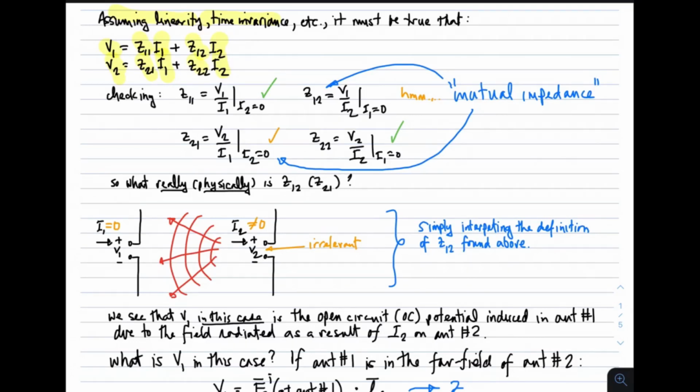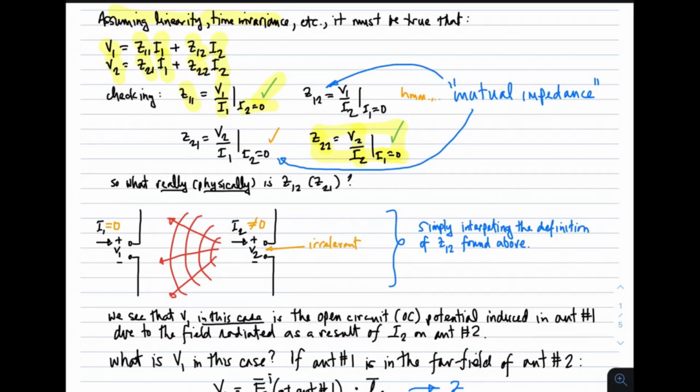So now with just some simple mathematical analysis, we see that, for example, if we set I2 equal to 0, then we get Z sub 11 equals V sub 1 divided by I sub 1. So that makes sense. That's consistent with our definition of self-impedance before. And similarly, when we set I sub 1 equal to 0, we find that Z sub 22 from the equations above gives us V sub 2 over I sub 2, which, again, is consistent with our definition of the self-impedance for the second antenna.